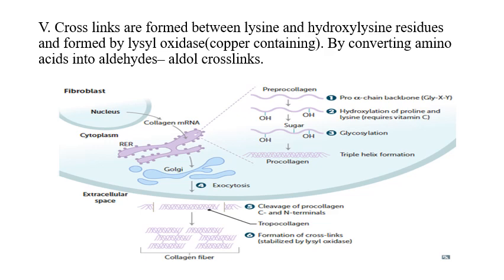This procollagen will be transferred outside, and in the extracellular space, cleavage of N and C terminal amino acids will take place with the help of specific peptidases, and tropocollagen is formed. And this tropocollagen later on will form cross links between lysine and hydroxylysine residues and convert amino acids into aldehydes, and this forms the stable collagen fiber. This is about the synthesis of collagen.